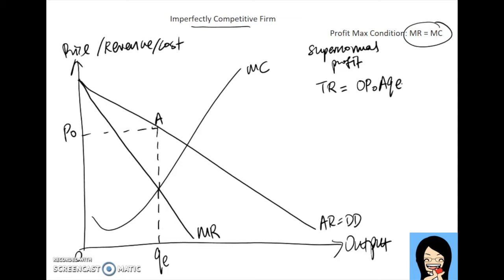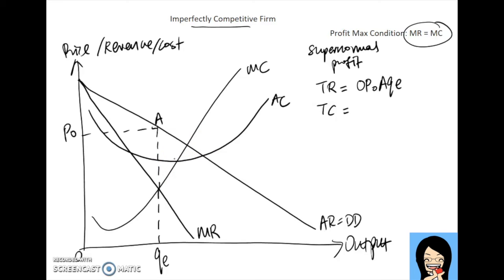The next thing you need to do to find profit is to find the total cost. To get the total cost, you will need to draw in one more curve, which is your average cost, or your AC. Remember, your average cost curve is a U-shaped curve, and there is a condition where your MC must cut your AC at AC's minimum point. With that in mind, we'll draw that in. Once again, make sure that your MC is cutting AC at AC's minimum point, which is over here.